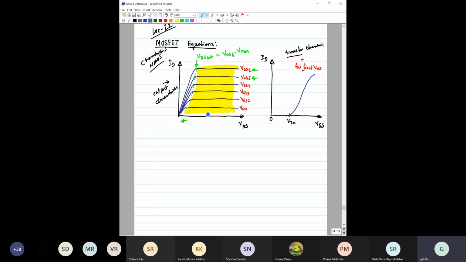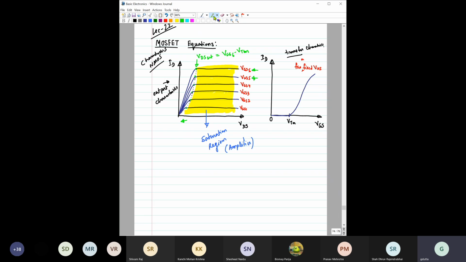So this particular region is called the saturation region, right? In BJT, this was the region called the saturation region, and this was called the active region. But remember that for MOSFET, this is the saturation region. And when you have to use this MOSFET as an amplifier, then you will operate this MOSFET in the saturation region, right? So you have to operate in the saturation region when you are using it as an amplifier.